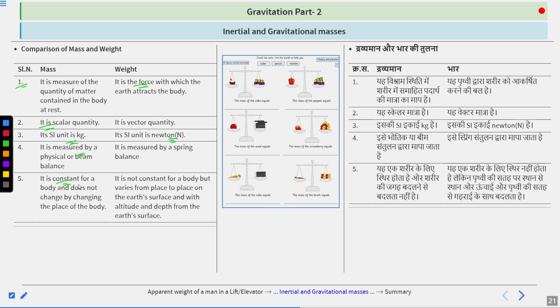Mass is a constant for a body and does not change by changing the place of the body. Weight is not constant for a body but varies from place to place on the Earth's surface and with the altitude and depth from the Earth's surface.